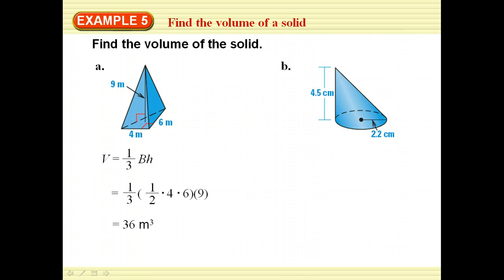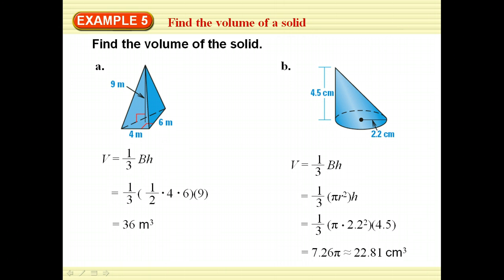Here we have a cone. That cone will be 1/3 of a cylinder that had the same size circular bottom. So 1/3 of the area of the base. Remember, the area of a circle is pi r squared. So 1/3 of pi r squared times the height. When I plug in, I see that I get 7.26 pi, which is about 22.81 cubic centimeters.